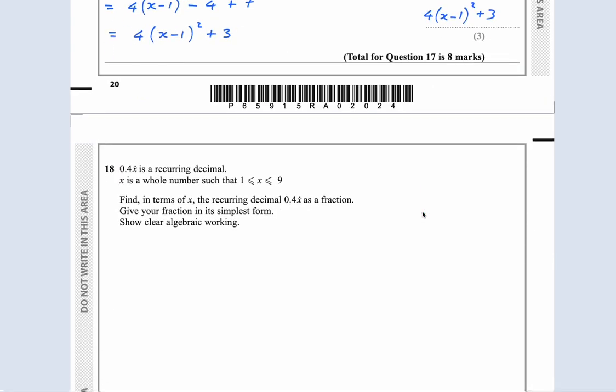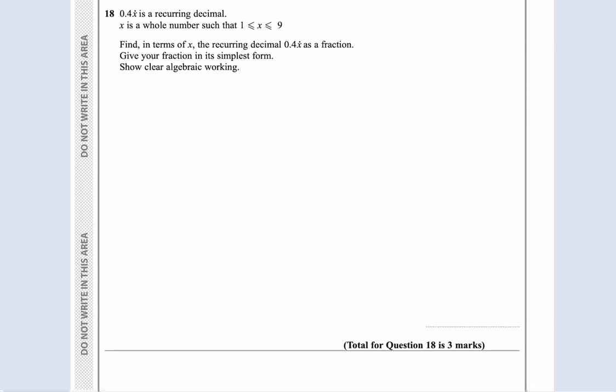Okay, question 18. 0.4x recurring, x with a dot on it, is a recurring decimal such that x is a whole number between 1 and 9. Find, in terms of x, this recurring decimal as a fraction. Give your answer in its simplest form. This, guys, looks like an unusual recurring decimal question, but we can apply the same rules that we normally use. Normally I let x, but this time I'm going to use y. So I'm going to say let y equal 0.4x recurring.